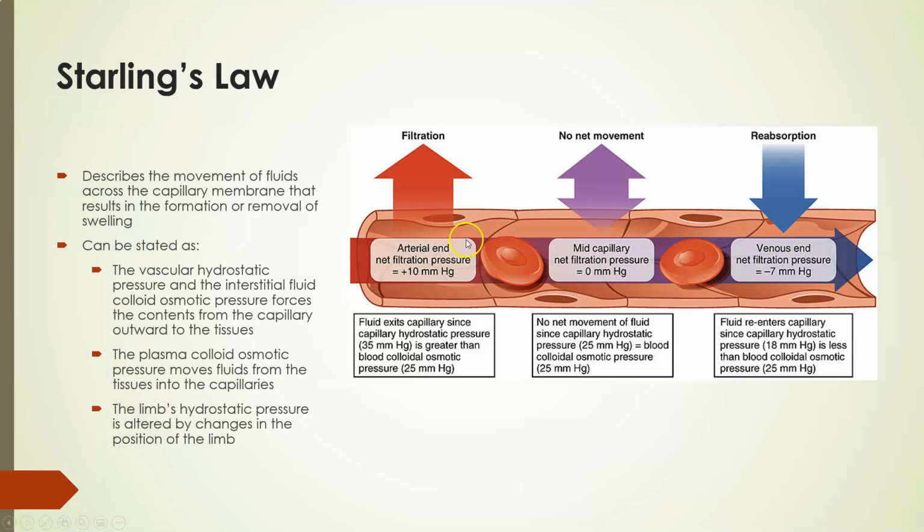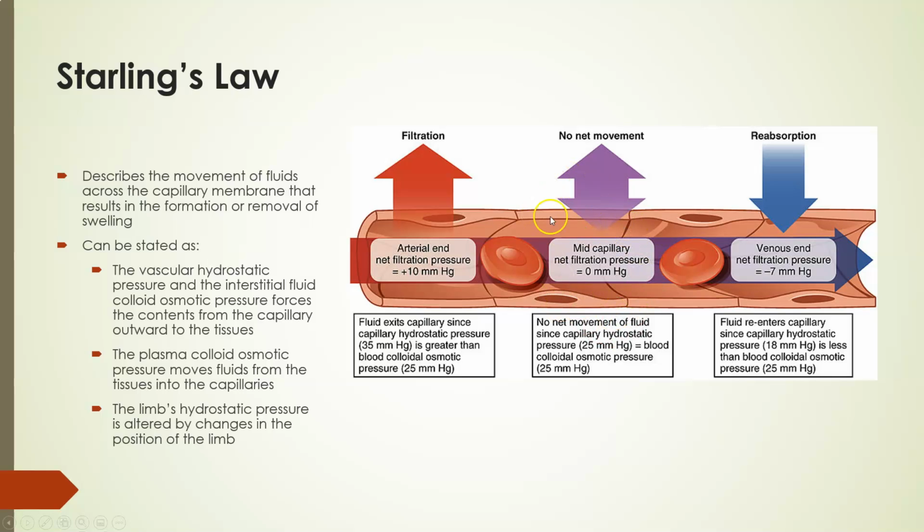And at the capillary and arterial end, we have a net filtration pressure out. We have hydrostatic pressure of, or I think I said that backwards, capillary or hydrostatic pressure of 35 millimeters of mercury, osmotic pressure pulling in of 25 millimeters, and so we have a net out.